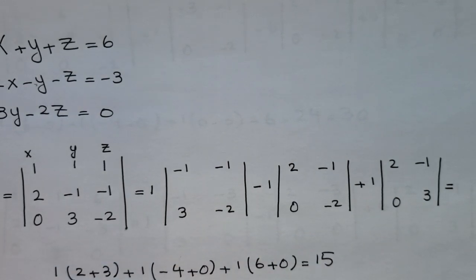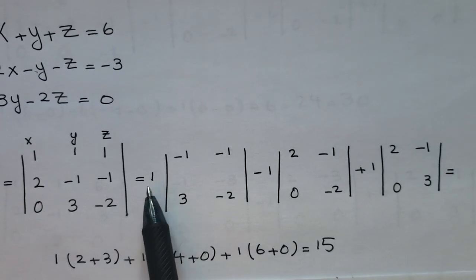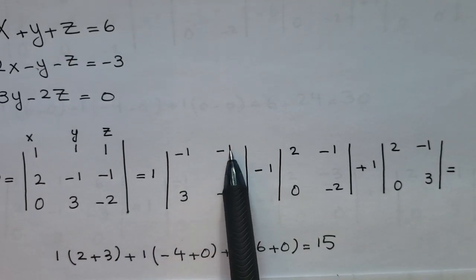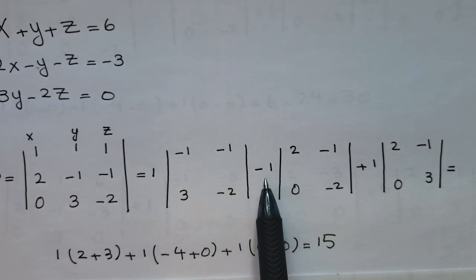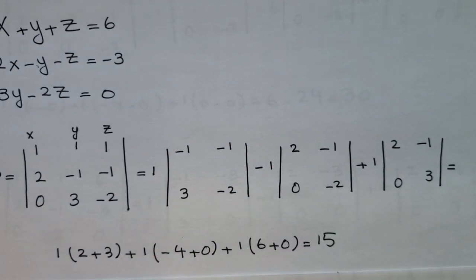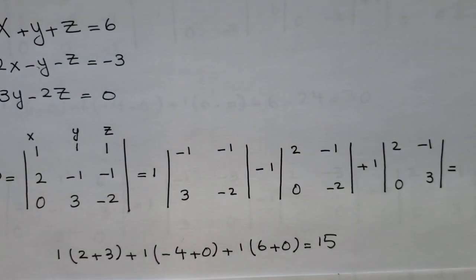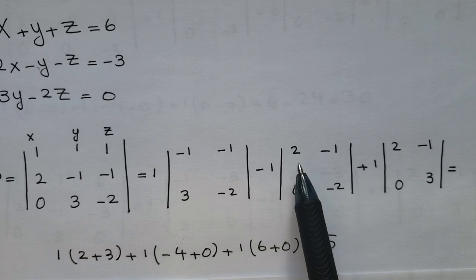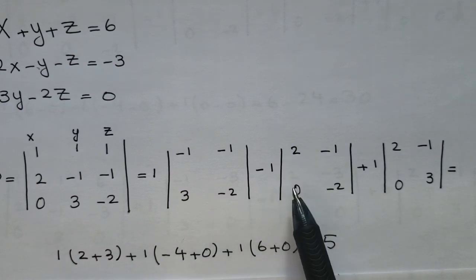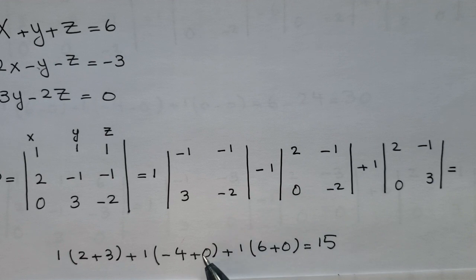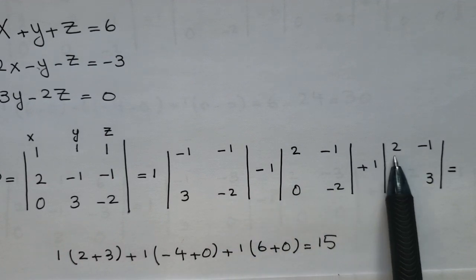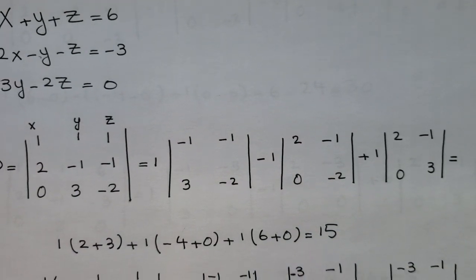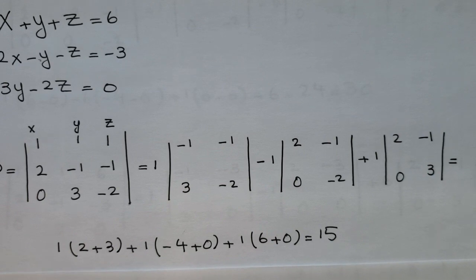So the first 2 by 2 determinant, it's 1 times negative 1 times negative 2 is 2, minus 3, which turns out to positive 3. The next one is negative 1, then I have a negative from the formula. It turns into positive 1, 2 times negative 2 is negative 4, negative subtracted from 0. The third one would be plus 1, 2 times 3 is 6, subtracted from 0. Then if we calculate the final answer, it would be equal to 15.